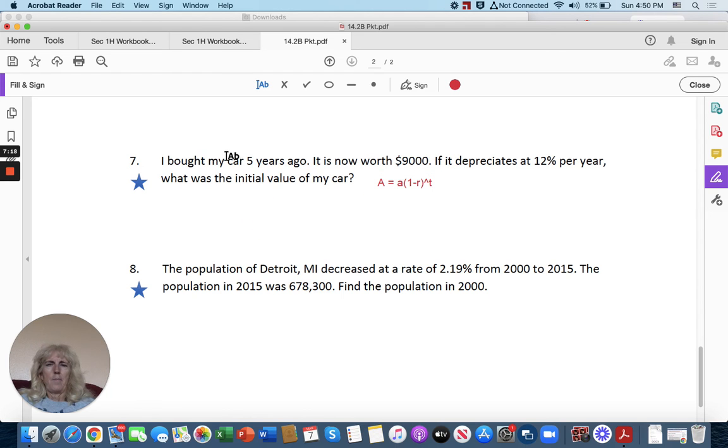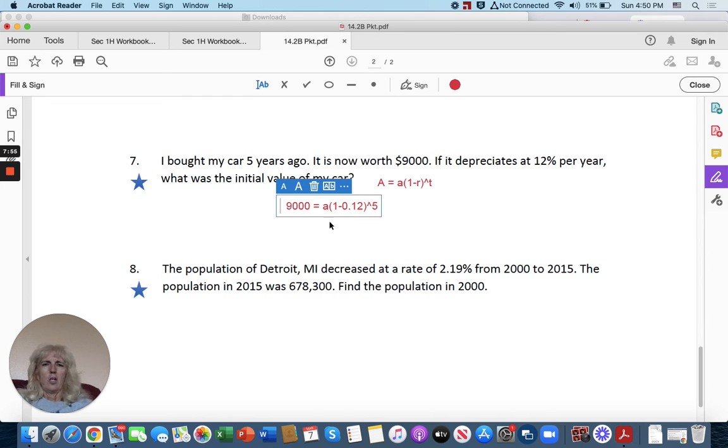Okay? I bought my car 5 years ago. It is now worth $9,000. If it depreciates at 12% per year, what was the initial value of my car? So now we need to know what the initial value was, which is this little a. So the amount here, it says it's now worth $9,000. So I'm going to start with $9,000. And we're going to say that equals, we don't know what little a is, times 1 minus the rate, 12%, 0.12, we change it to a decimal, raised to a power of 5 years ago.